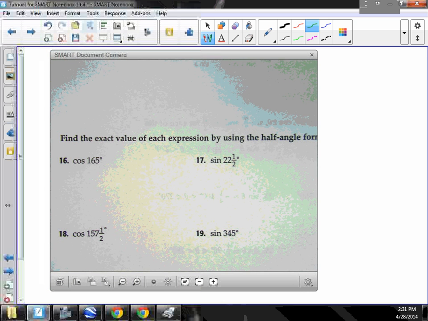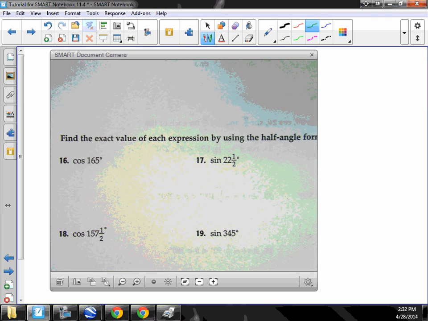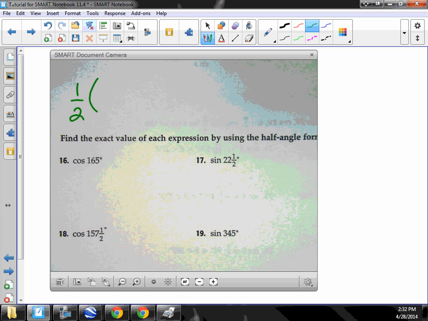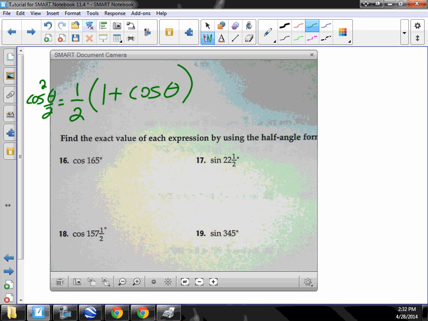So 165. Is 165 half of an angle we know in the unit circle? 330. So we can use the half angle formula where 330 is the known angle. And at 165, is the cosine positive or negative? So in quadrant 2, cosine is negative. So whatever my answer is, I'm going to use the negative version. Okay. So the formula is cosine squared of theta over 2 is 1/2 times 1 plus the cosine of theta. And theta, we've decided, is 330.